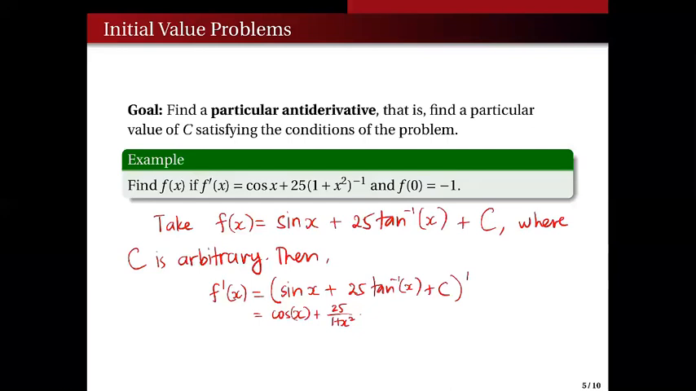Now, according to the additional condition here, your f of 0 equals -1. But this is our function. But f of 0 is equal to sine 0 plus 25 arctan of 0 plus a constant c. But sine 0 is just 0. Arctan of 0 is also 0. So this is just c. Meaning, this c here is equal to -1.